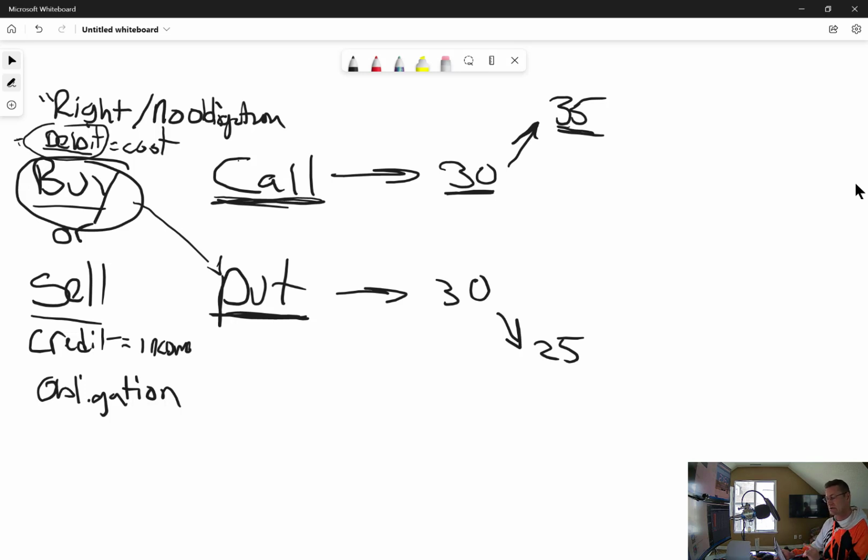But the key thing to understand with options that we are purchasing or going long or that are debit trades is that we have rights. You know, we could force this stock to get called away from somebody. We could force this stock to be put to somebody. We have rights, but we don't have any obligation. We don't have to do that if we don't want to, okay? That's a little bit different than when we sell an option. When we sell an option, we are obligated.